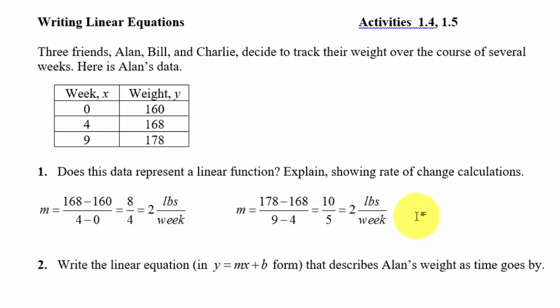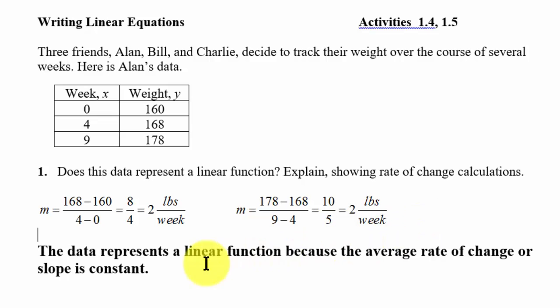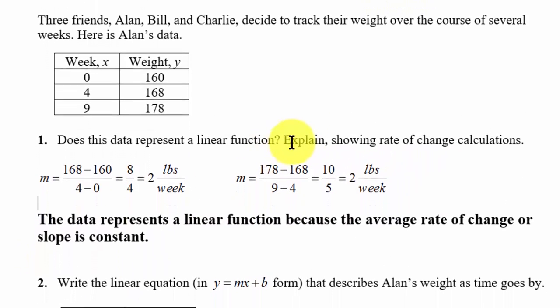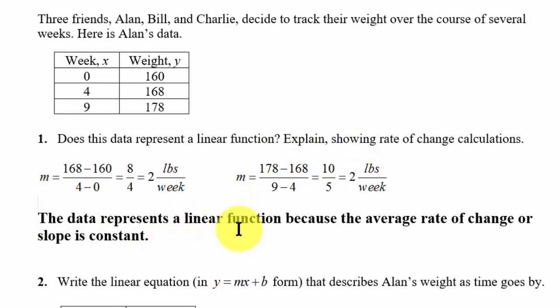Okay, so I'll just write a little explanation here on the side. So here's my little blurb, or my explanation. The data represents a linear function because the average rate of change, or slope, is constant. And at this point, we have 2 pounds per week as the average rate of change.